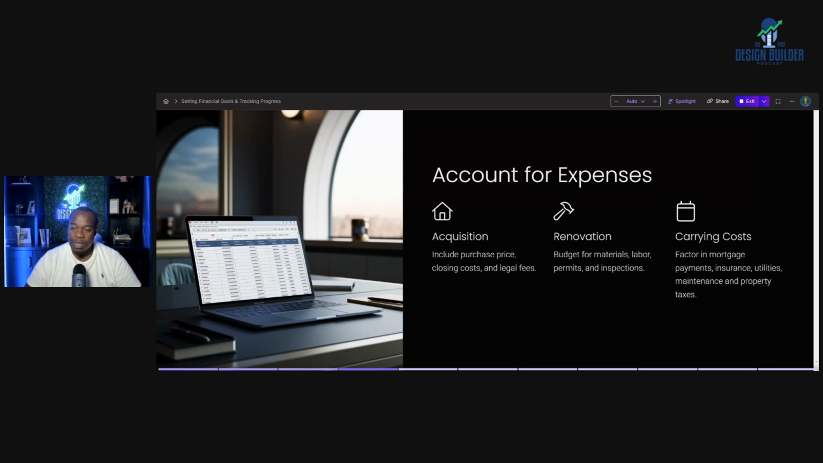All right. So carrying costs: factor in mortgage payments, insurance, utilities, maintenance, and property taxes. All of these factor into the overall cost of your project, and you want to make sure that you have those accounted for properly, which will be in your balance sheet.